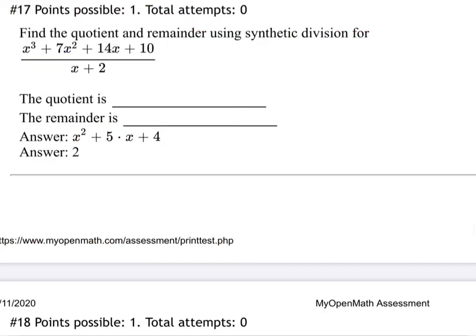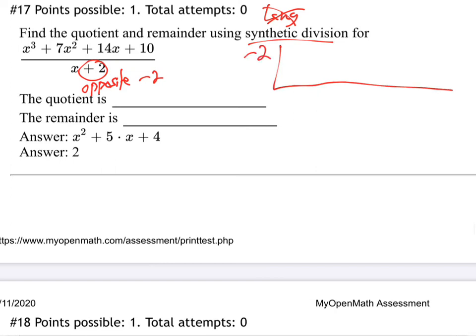Okay, 17 is synthetic division. So instead of long, let me cross off long. No more long division. That was 15 and 16. Now 17 is synthetic. That's way better. What you do is you take the number down here and you take the opposite. So that'd be negative 2. And you draw a big thing like this. You put negative 2 here.